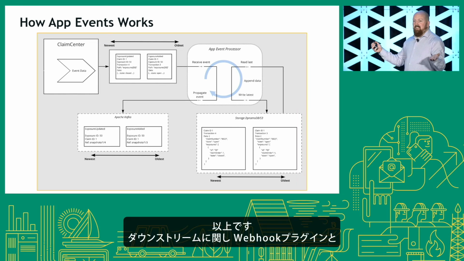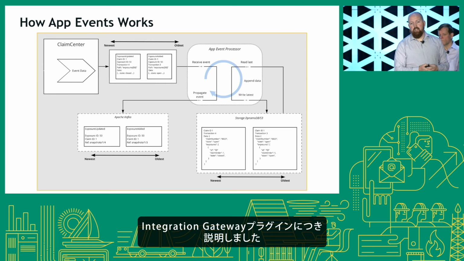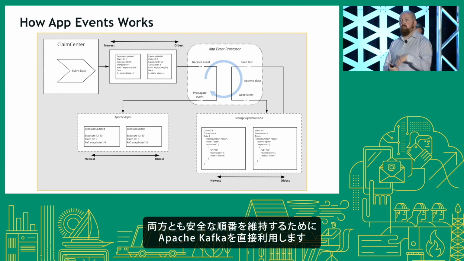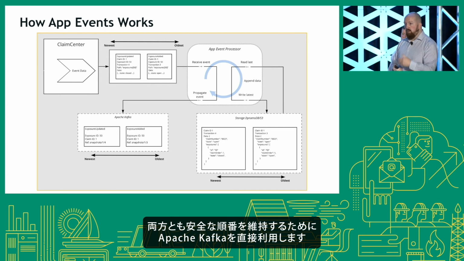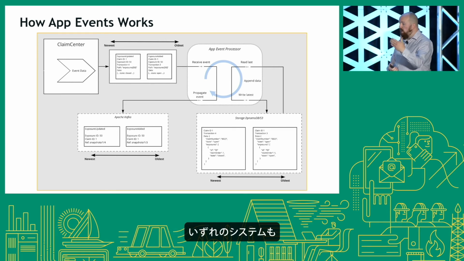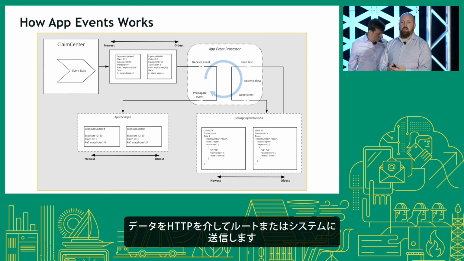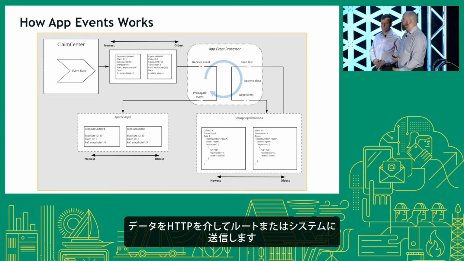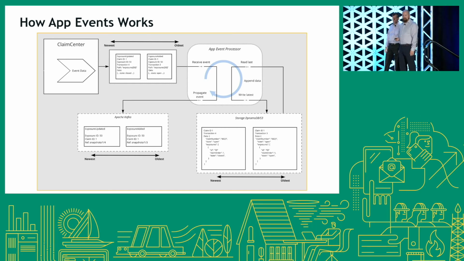And that's it. This downstream topic is what Webhooks plugs into. It's what Integration Gateway plugs into. Both of them use Apache Kafka directly in order to maintain that safe ordering still. And both of those two systems go to our snapshot storage engine for you before sending the data either to your route or to your system via HTTP.